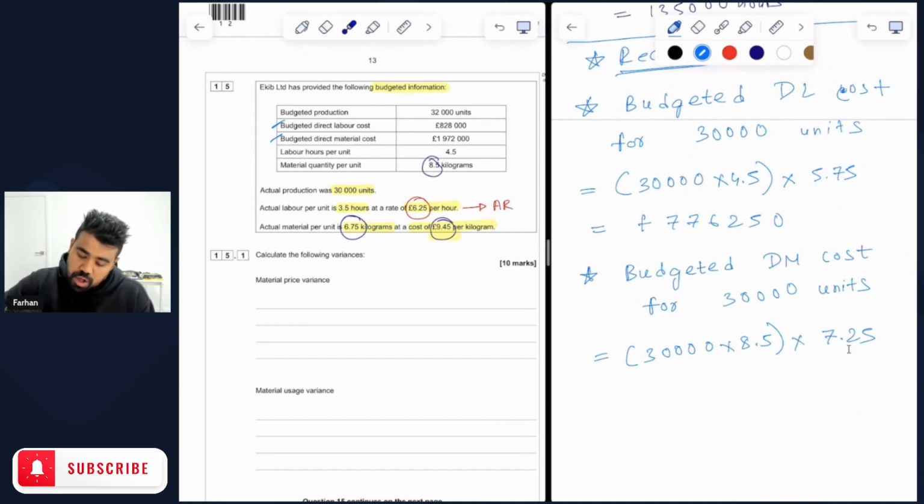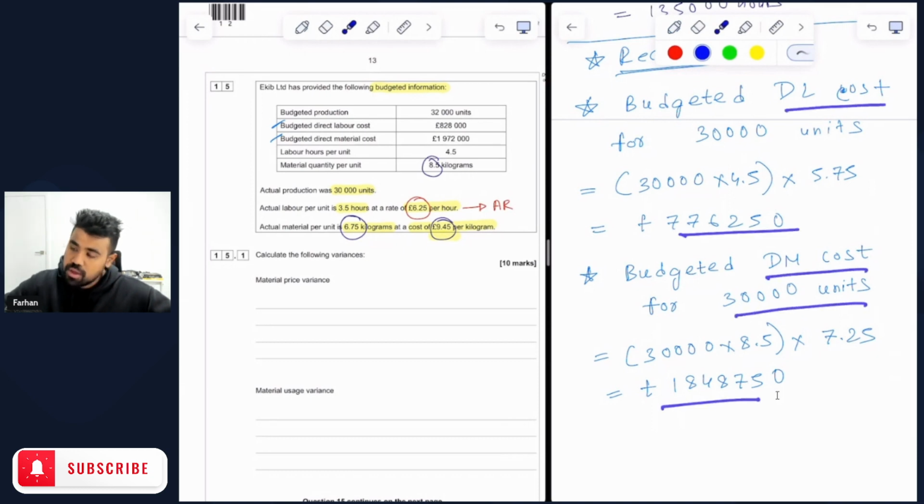Budgeted direct material cost for 30,000 units. The total raw materials for 30,000 units that we would have budgeted would be 30,000 units times 8.5 kg required per unit multiplied by £7.25 that we would have paid per kilogram. So that gives me the total budgeted direct material cost, and that should be 1,848,750 pounds. Okay, so we have got the budgeted direct labor cost and the budgeted direct material cost.